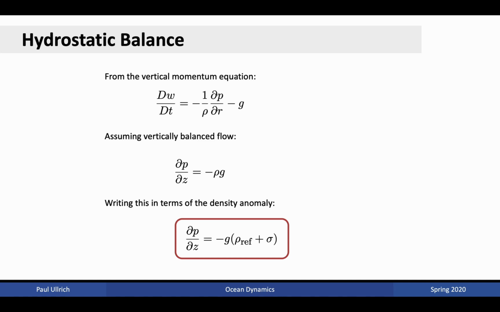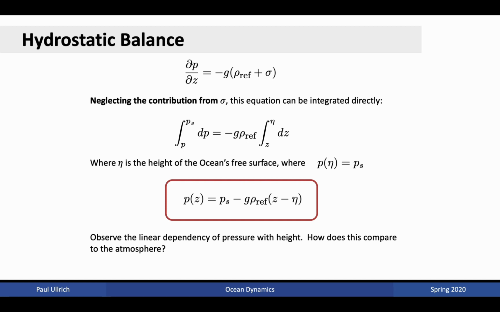If we write rho in terms of the density anomaly, recall this is rho reference plus sigma, where sigma denotes the density anomaly, we then obtain the equation on the bottom of this slide. If we neglect contributions from sigma, because of course they're fairly small relative to the reference density, then the equation can be integrated directly. Namely, we just see on the right-hand side basically a constant equal to negative g times rho reference. Integrating this then gives us an expression for the pressure experienced at a particular depth as a function of the surface pressure.